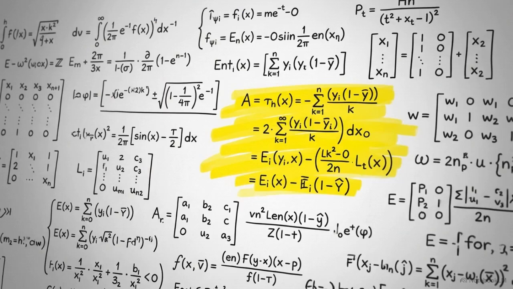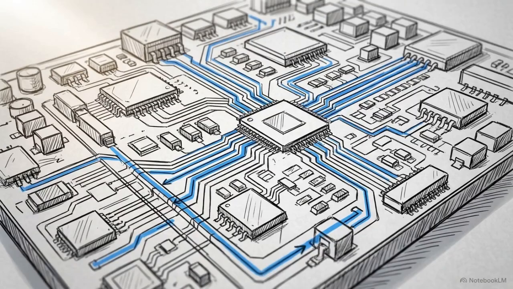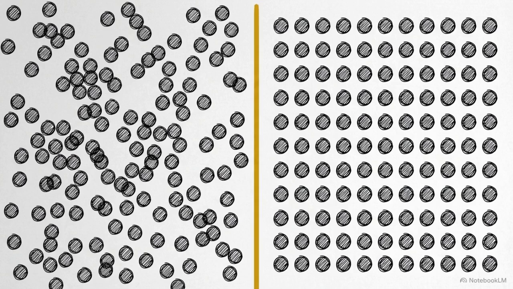Many algorithms use an alternative metric called Gini impurity. It is calculated by subtracting the sum of the squared class probabilities from 1. Gini is computationally faster because it avoids logarithmic operations. In practice, both metrics yield similar ratios and generate nearly identical tree structures. These impurity metrics provide the objective criteria for every structural division the algorithm executes.